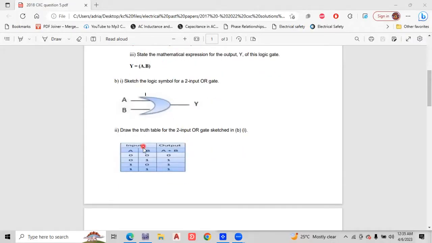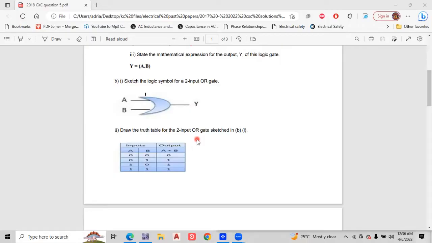For part 2, it says, draw the truth table for the 2-input OR gate sketched in part 1 of B. So here we have the truth table for the 2-input OR gate. Now, I know that some of you, for exam purposes, will try to remember the truth table. You don't have to try to remember the truth table. So this is what you have to do.